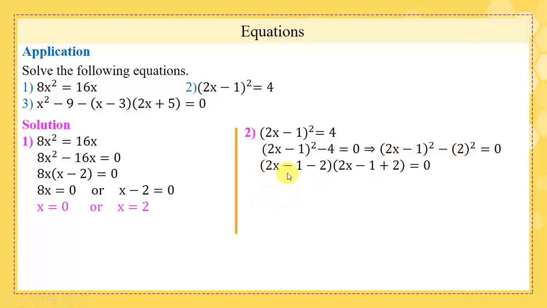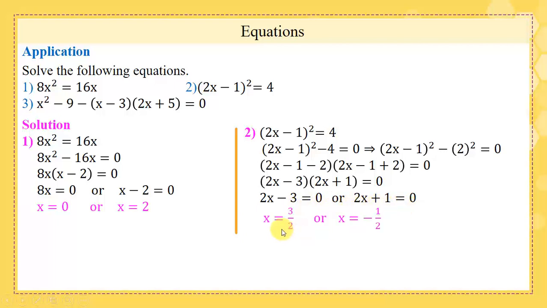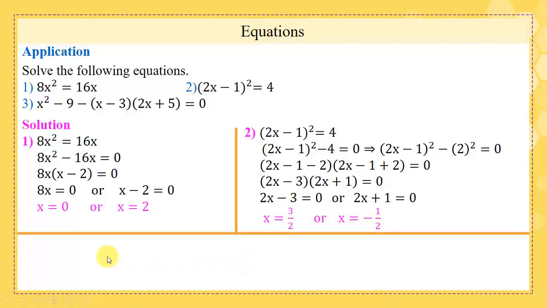So we get (2x − 1 − 2)(2x − 1 + 2) = 0. So the product of factors is (2x − 3)(2x + 1) = 0. We apply the rule of zero products to get 2x − 3 = 0 or 2x + 1 = 0. Then x = 3/2 or x = −1/2.